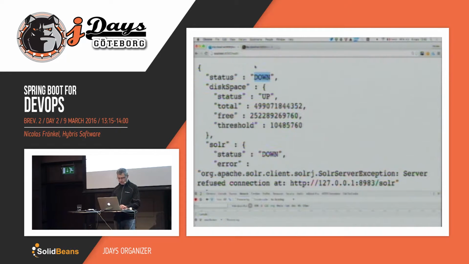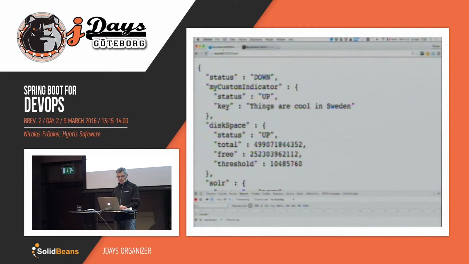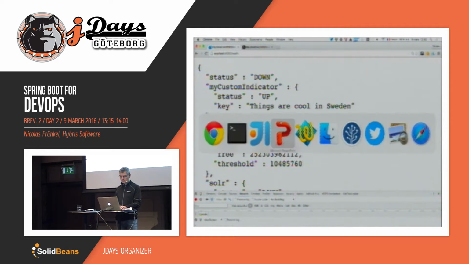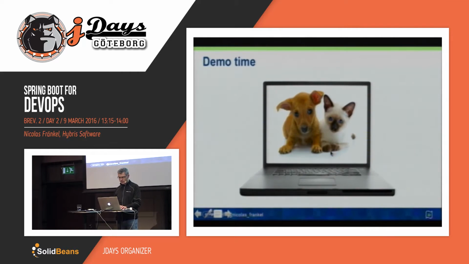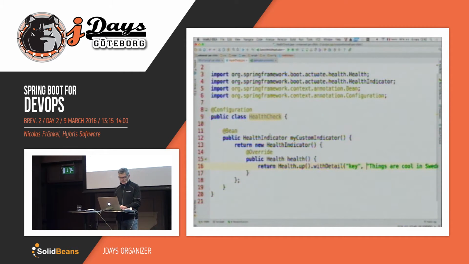So here, I have got my custom indicator, status up, and the key in details, things are cool in Sweden. And that's how you can easily create your own health check. And you have to decide what is down and what is up. That's the only problem that you have to resolve, but that can be done for you. That's cool, right? How many minutes do I have still? So 20 minutes.